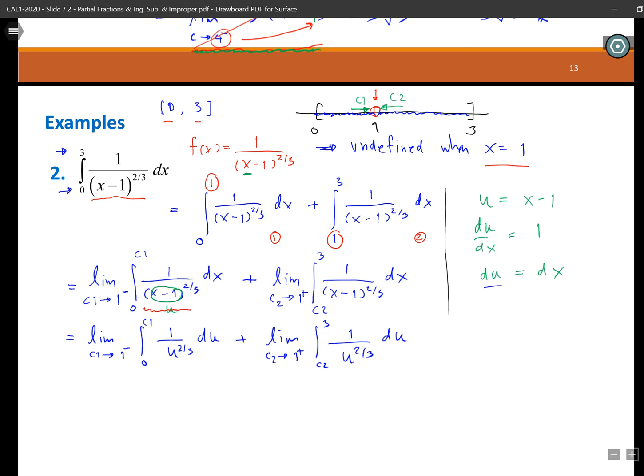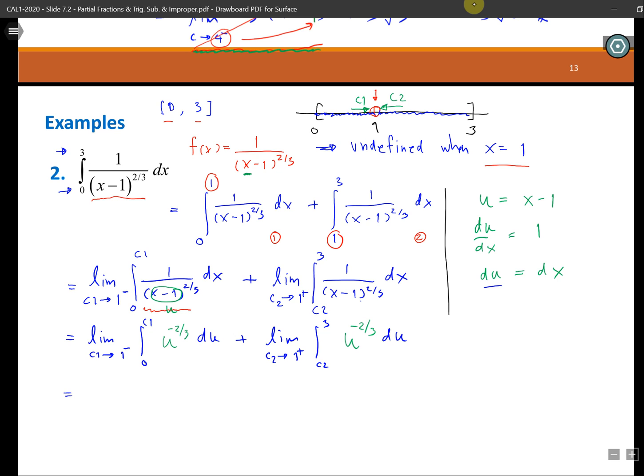And I want to save some space again. I'm going to move u to the power of 2 over 3 up at both places. So I'm going to get rid of that and get rid of that, and this becomes u to the power of minus 2 over 3, u to the power of minus 2 over 3. Alright, everything looks good. We only have the u variable in the integral, so we can perform the integration right away.